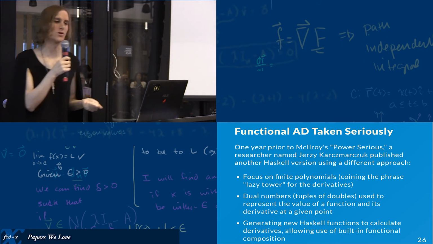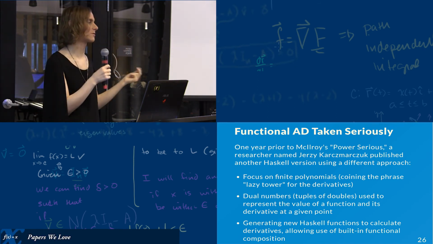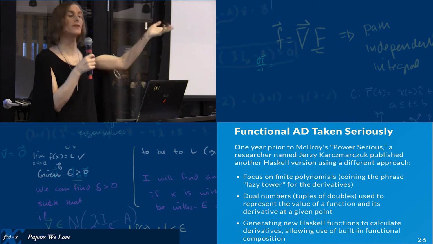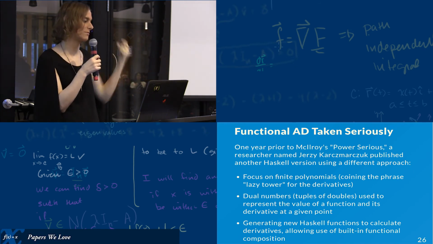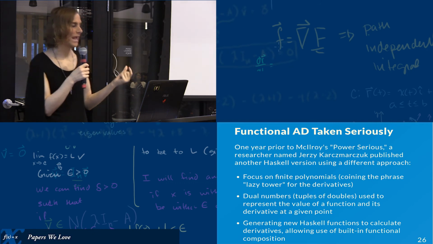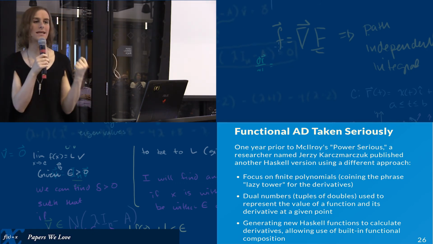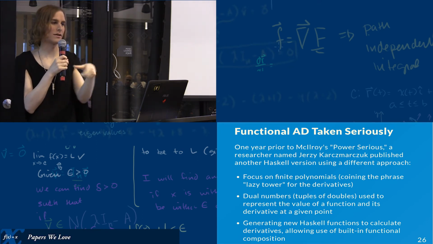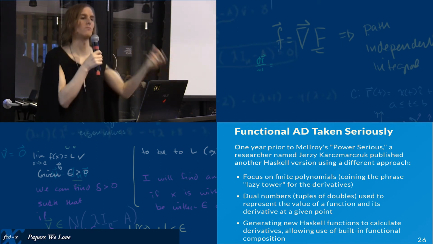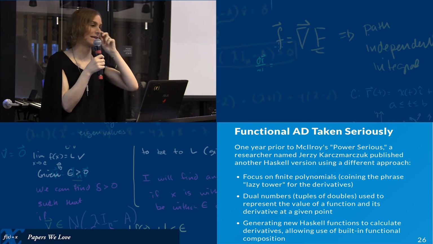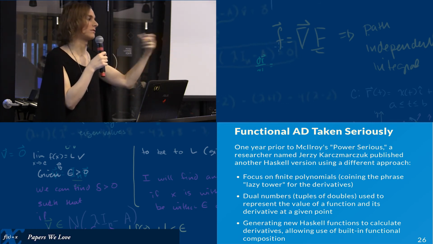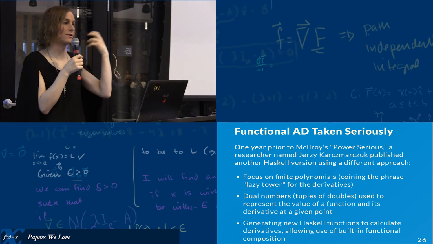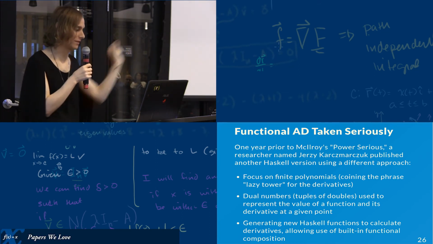And he used dual numbers, so tuples of doubles, where one represents the value of the function at a given point, and one represents the value of a particular derivative of it at a certain point. So that was the primitive he was working with. And he was also primarily interested in generating Haskell functions rather than just functions in data form, like with elided variables, like you'd put in, say, a list or a nested list if you're interested in sparse form, which allowed him to use the built-in functional composition operator, that dot in Haskell.